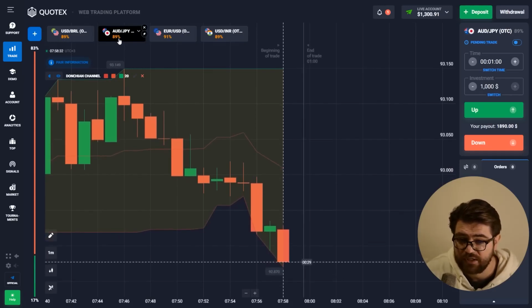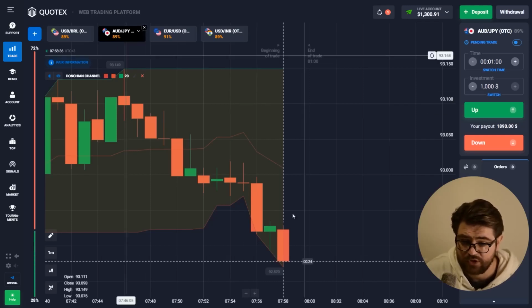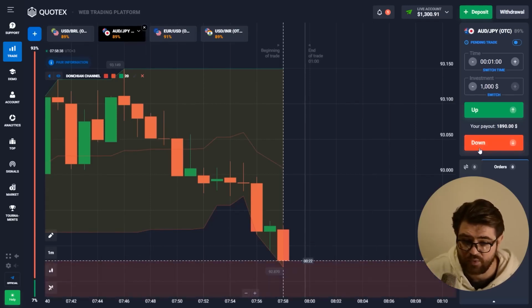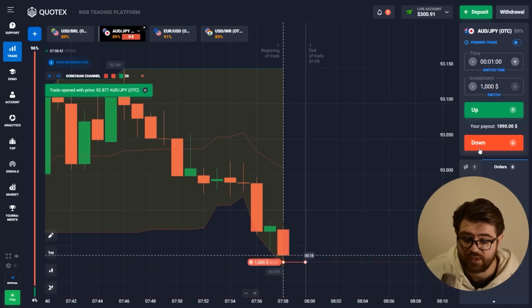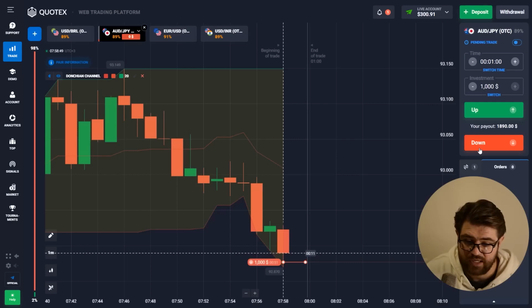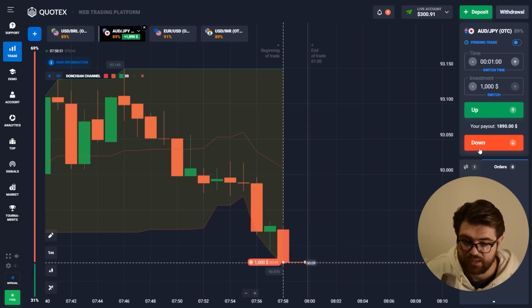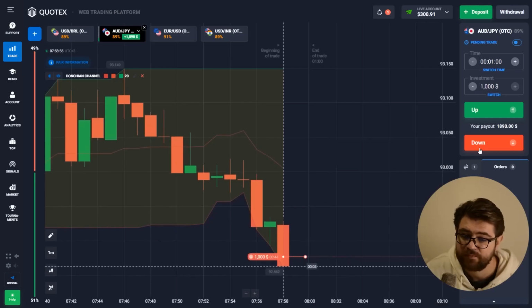I mean, obviously we see a downtrend here, even the Donchian channel is showing us that it's a downtrend. So we have a time of 1 minute. We should get the needed result. But basically, yeah, we see a clear downtrend, and for now we can go ahead and use a put option with no problem.